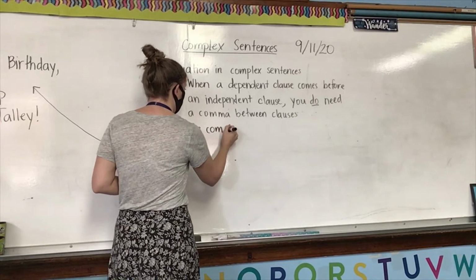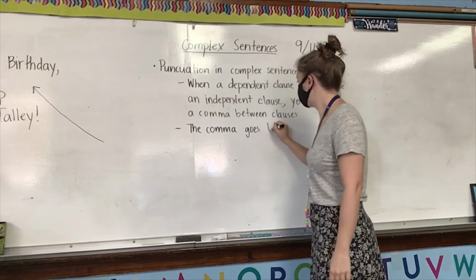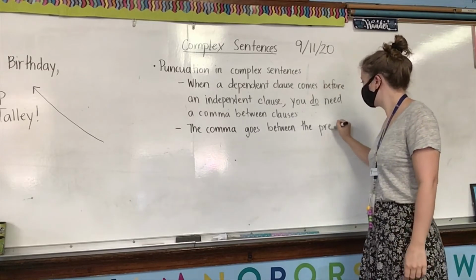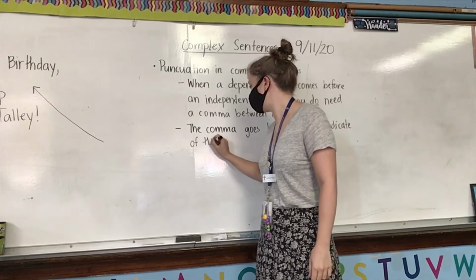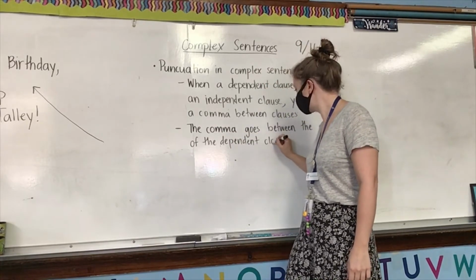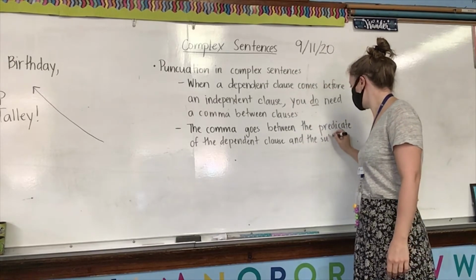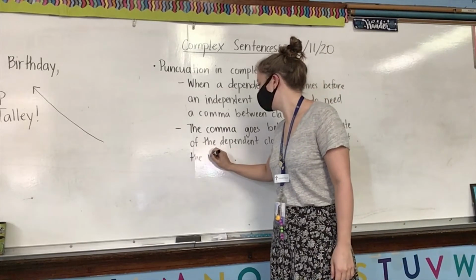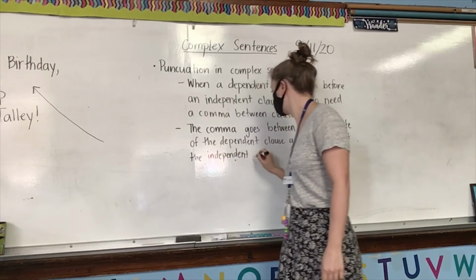The comma goes between the predicate of the dependent clause and the subject of the independent clause.